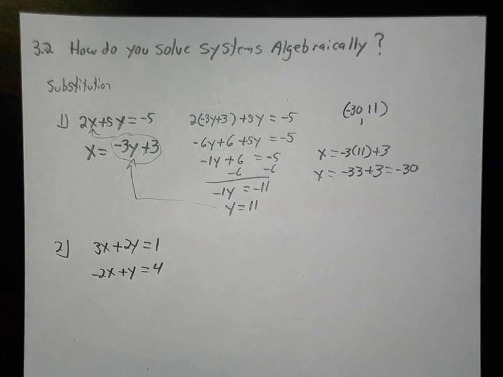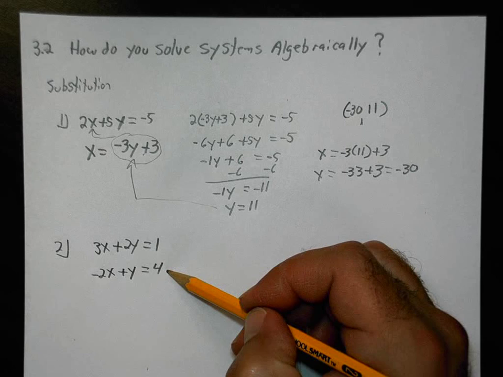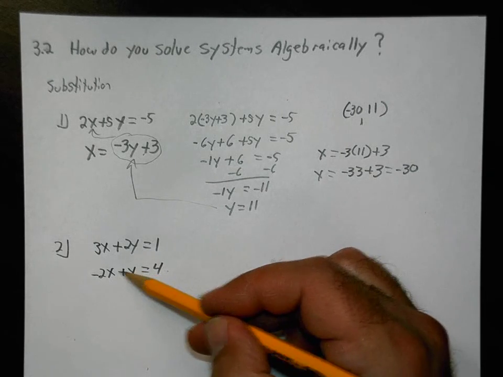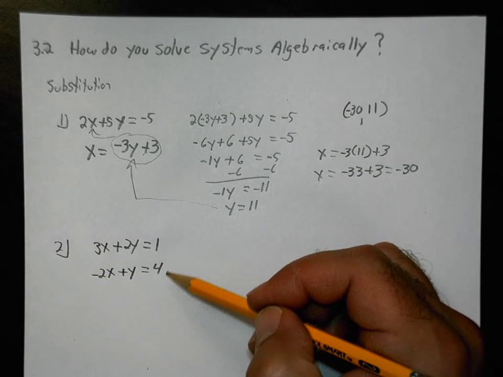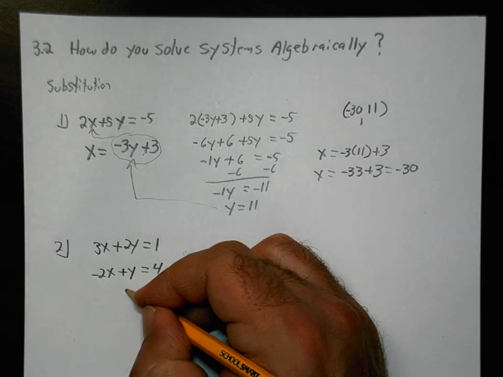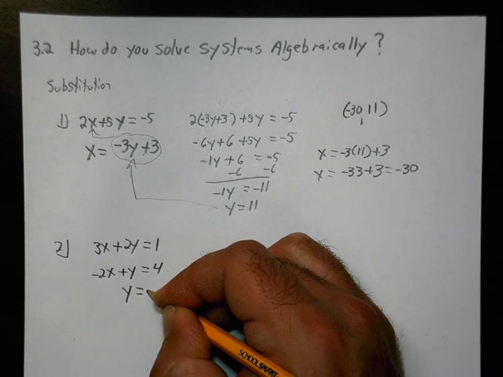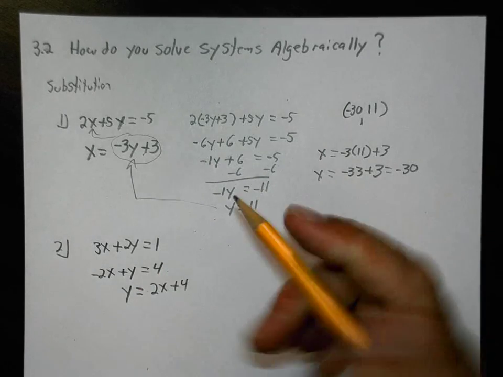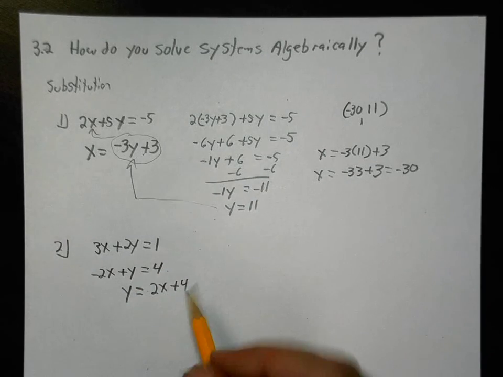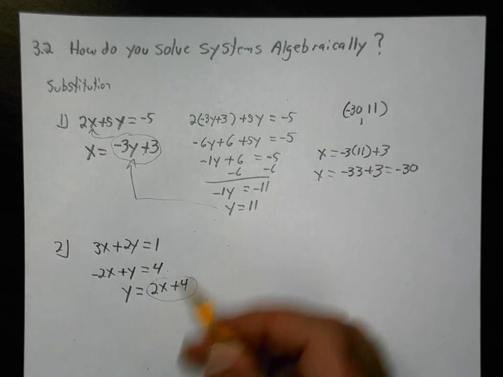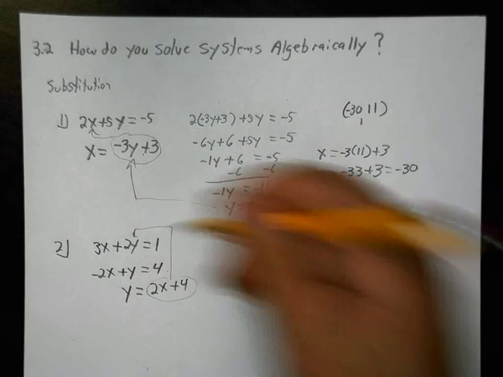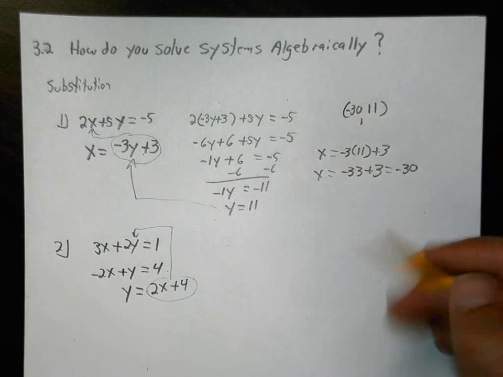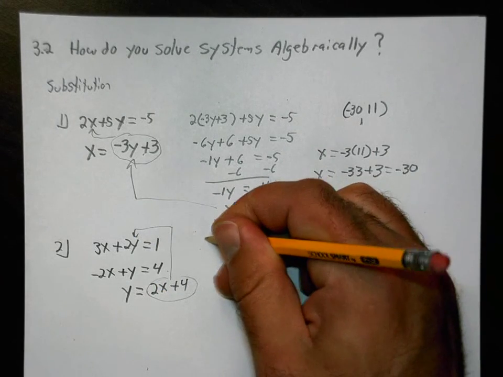Okay. So both equations are in standard form, but it would be easy to take the second equation and solve for y there. I just have to take this term, bring it over to the other side, which would look like this. Positive 2x plus 4. Okay, so from there I can take this, substitute it in for y in the first equation, solve for x.